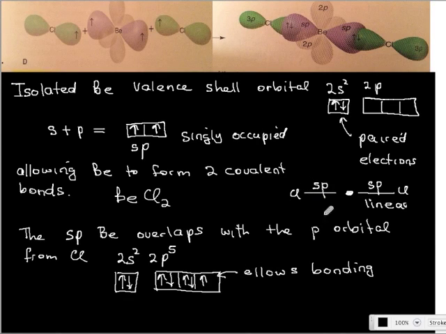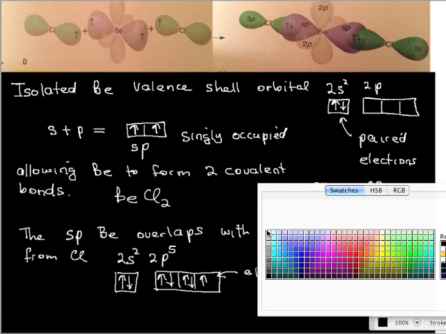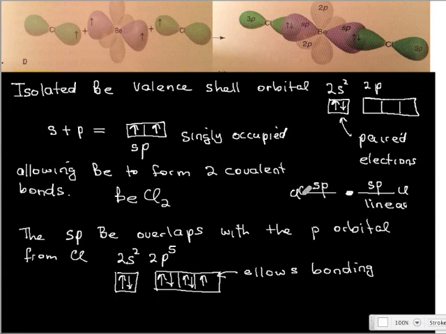overlap it with, say, a p orbital from the chlorine, it will be called sp-p overlap, if you like. And this kind of bonding has a special name. It's called a sigma bond. So the sp of beryllium overlaps with the p orbital of the chlorine. And this is where the p orbital comes from.